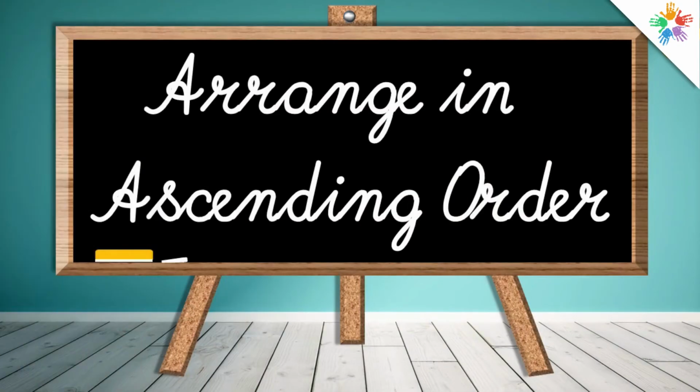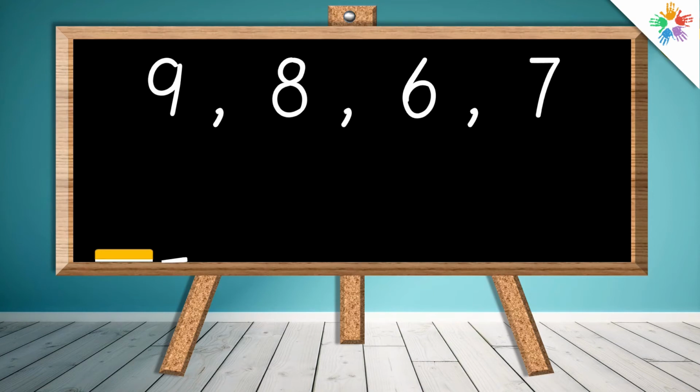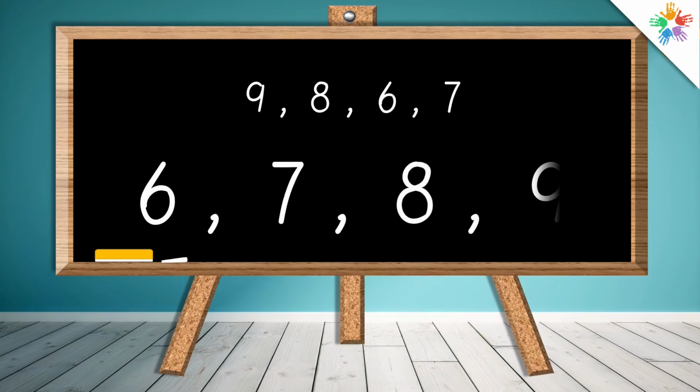Now let us move on to the exercise part. Arrange in ascending order. Now we have 9, 8, 6 and 7. Now you are going to help me out, children, to arrange these numbers in ascending order. Remember, from small to big. 6, 7, 8, 9. That's right.